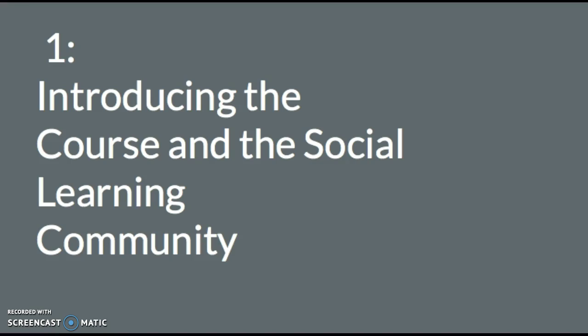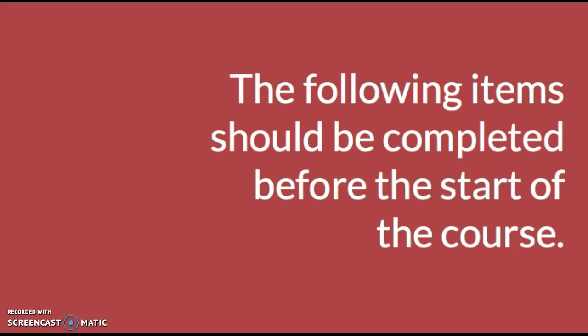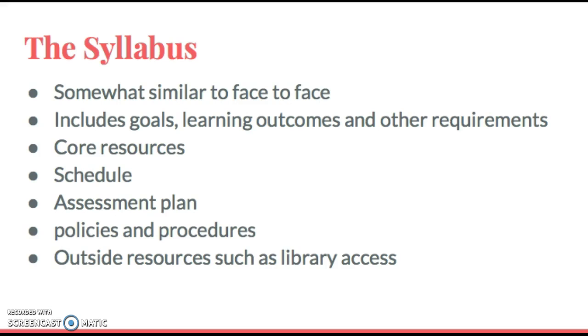Part 1, Introducing the course and the social learning community. The following items should be completed at the start of the course. The first of these is the syllabus. Like the face-to-face course, the online syllabus serves to provide an overview for the course in terms of course expectations, specific assignments, and core learning principles. The syllabus for the online class differs in some specific ways that will be covered in a few moments.